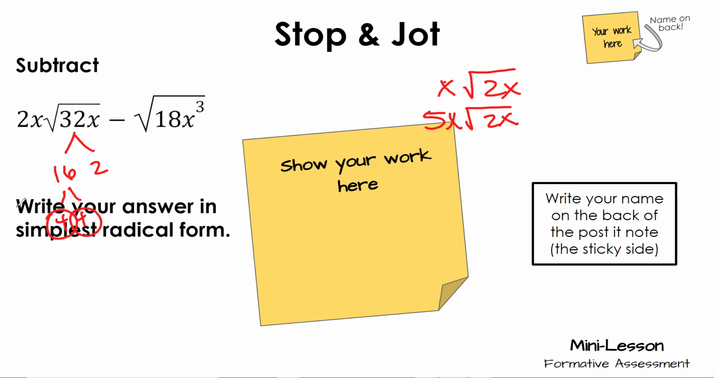I see I got a pair. I'm going to pull that out to the front. So 8x square root of 2x. Notice how I keep that x underneath? Because I can't pull him out, right?